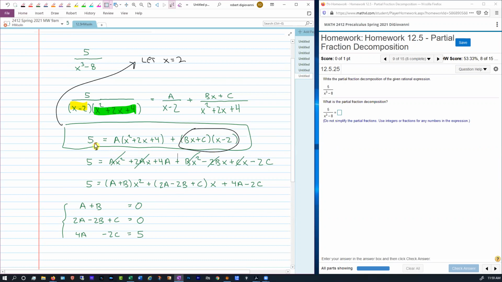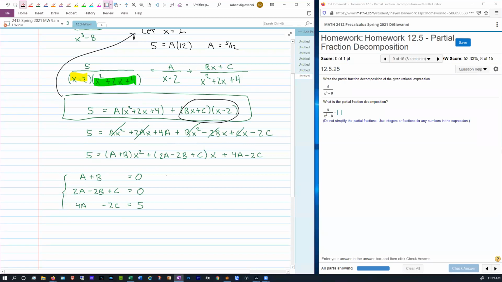So if x is 2, the left-hand side is 5, and the right-hand side is a, and then just plug 2 in here. So 2 squared is 4, 2 times 2 is 4, so you get 4 plus 4 plus 4, that's 12. So a is 5 over 12. So we know what a is. So if I come to this one and replace a with 5 over 12 plus b has to be 0, then that tells you that b has to be negative 5 over 12.